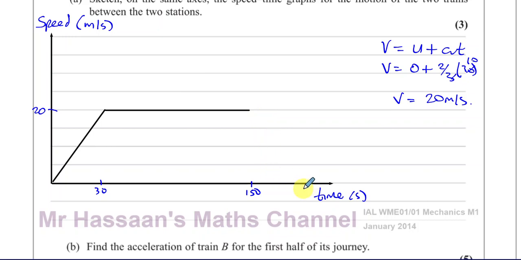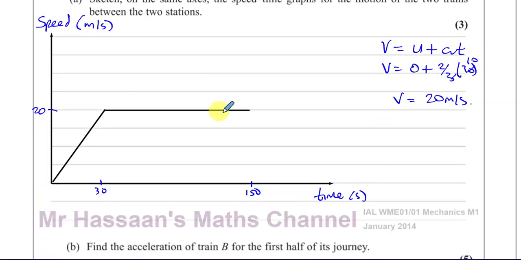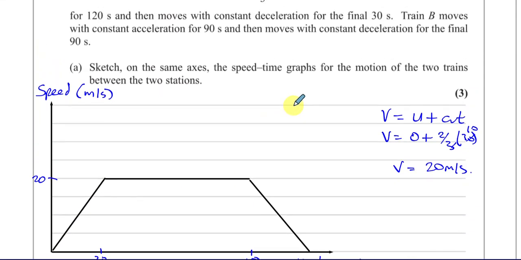Now there's 30 seconds left, because it tells us they get to the next station after 180 seconds. So the deceleration is going to be like a mirror image of the acceleration. It's going from 0 to 20 in 30 seconds; here it's going from 20 to 0 in 30 seconds. So it's going to have the same gradient except negative. So that's 180 seconds, and that's for train A.